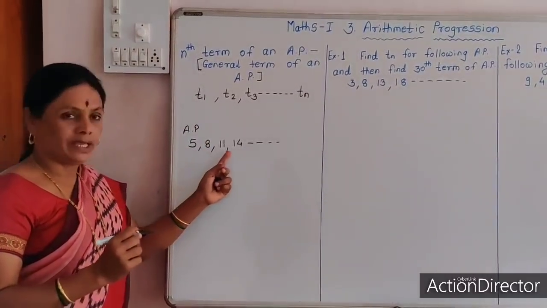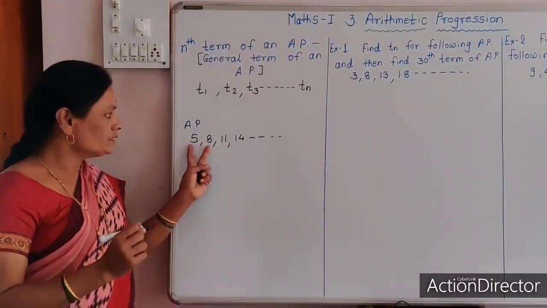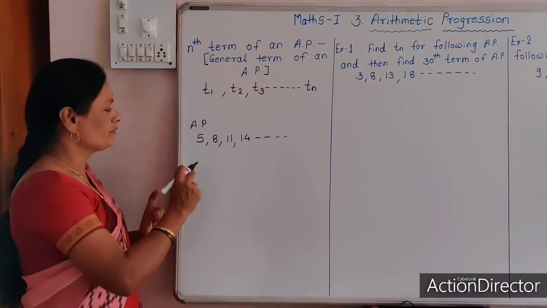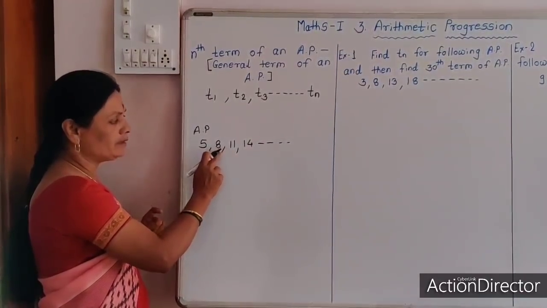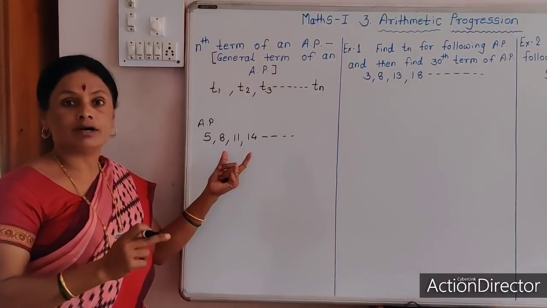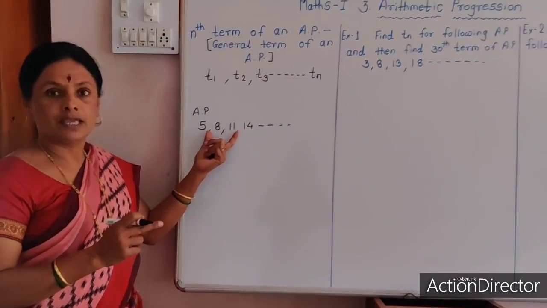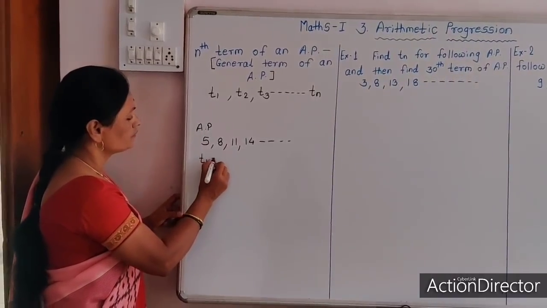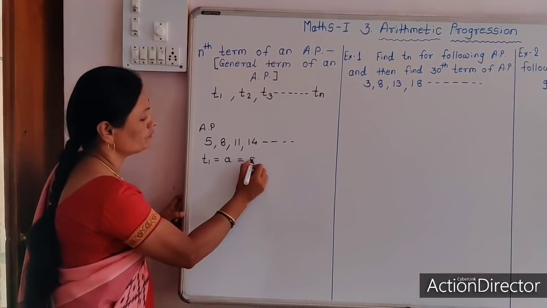This sequence is an AP because the difference between two consecutive terms is the same. Here 8 minus 5 is 3, 11 minus 8 is 3, 14 minus 11 is 3. The common difference is constant, therefore this sequence is an AP. Now, here T1, that is A, is equal to 5.